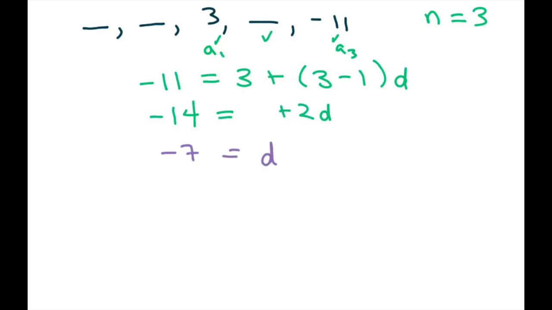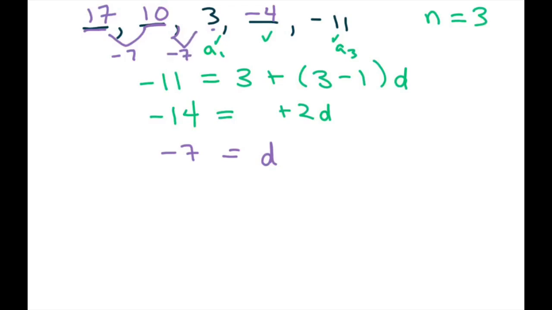So if you keep subtracting 7 from here, you're going to get 3 minus 7 is negative 4, and then to get these two, just add 7. So 3 plus 7 is 10, and 10 plus 7 is 17. And as you see, our common difference is negative 7 all throughout.